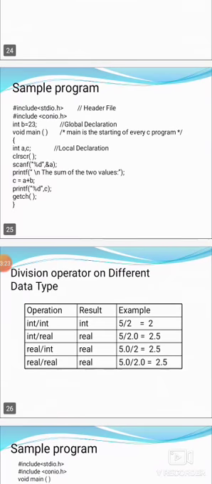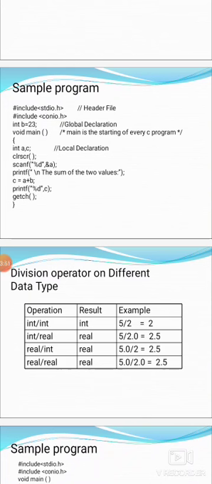A sample program for performing arithmetic operation is given here. Specifically, we are performing addition, that is by using the plus symbol. Always the C program will start with the header file #include stdio.h. Then conio.h, the console input output header file, is also used. Here these are the two header files. Then you want to declare a variable.